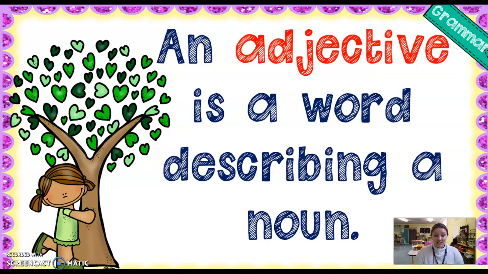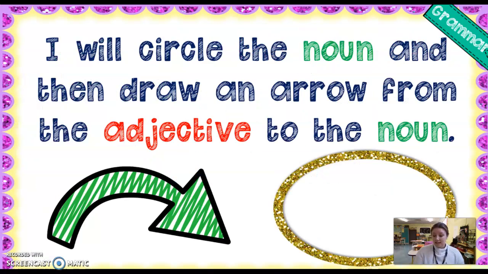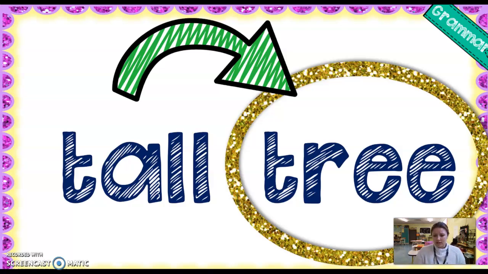Good. An adjective is a word that describes a noun. Let's say that again. An adjective is a word that describes a noun. For the next couple of slides, I will circle the noun, and then I'm going to draw an arrow from the adjective to the noun. Because remember, an adjective describes a noun. Very good. So when I talked about the tree she saw, I said it was a tall tree. So my noun is tree. That's my thing. What kind of tree? A tall tree. So tall is my adjective because it describes the tree.